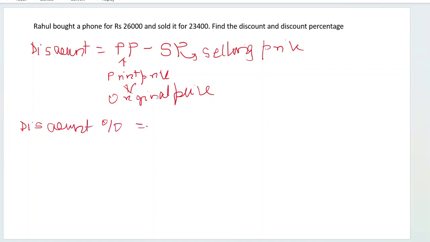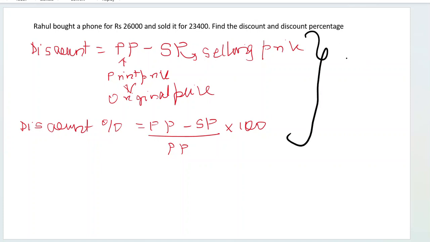Discount percentage formula is (PP minus SP) upon PP into 100. This formula also we need to know. So these two formulas are something which you should know by heart. Discount is equal to PP minus SP, and discount percentage is equal to (PP minus SP) upon PP into 100. We now solve the following problem.